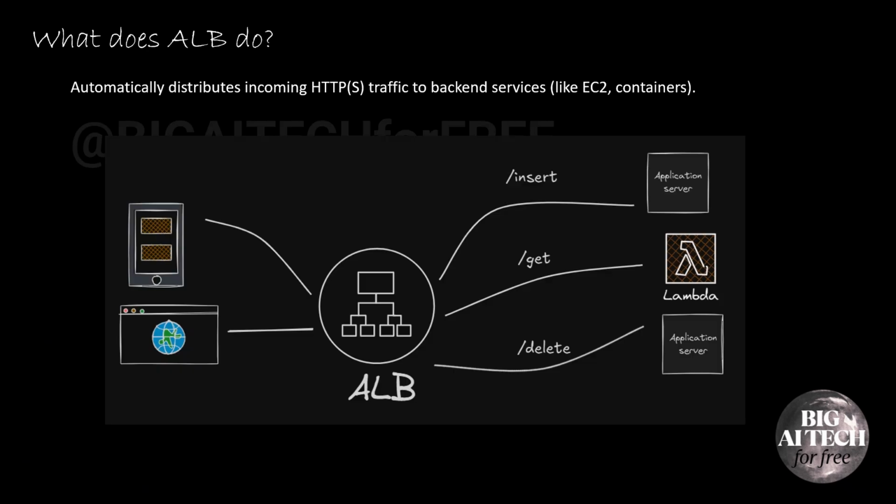So what does an application load balancer do? Application load balancer automatically distributes incoming HTTPS traffic to backend services like EC2 containers. So the application sends a request to the ALB. We can configure different routes in the ALB like slash delete, slash get, slash insert, which will be distributed to the target groups with AWS Lambda or application servers on EC2 in the backend.